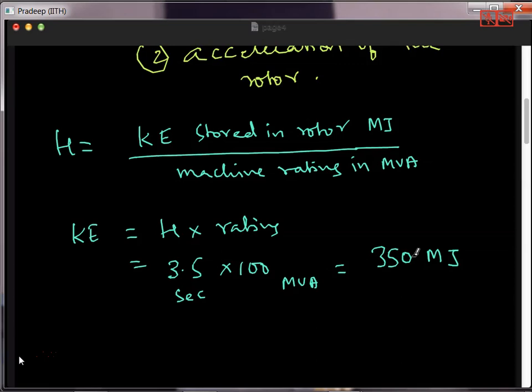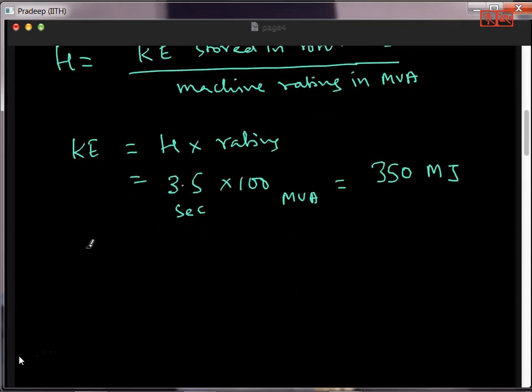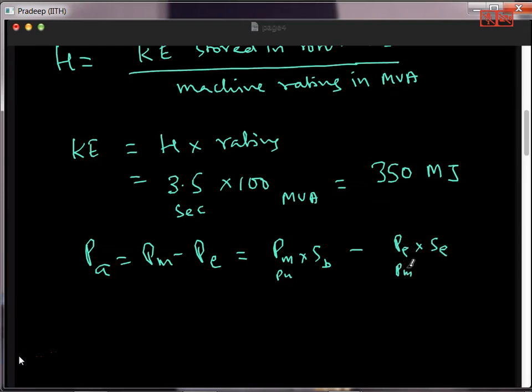Now the next task is to find out what the acceleration is. So for finding the acceleration, I have to find out the accelerating power. So what is accelerating power? Accelerating power is nothing but PM minus PE. But these are in per unit, and I don't want per unit. I want actual value. That is PM per unit multiplied by S base, minus PE per unit multiplied by S base.